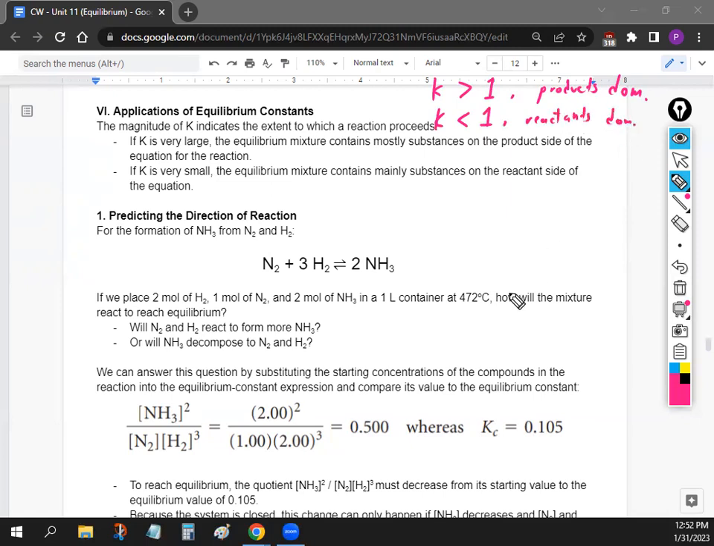Okay, so based on the K, you can tell when the reaction comes to equilibrium which one you're going to have more of. If K is larger than 1, more products. If it's less than 1, reactants. And depending on how big or how small the numbers are, it tells you how much the products or reactants are going to dominate. Okay.